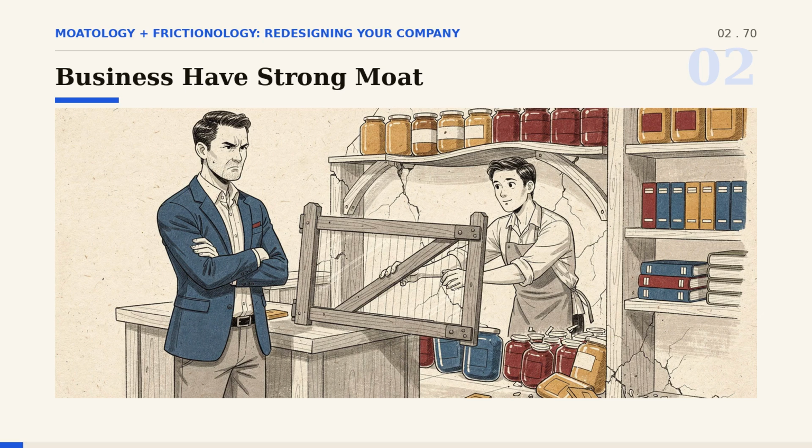A business may have a strong moat and still frustrate good customers. It may also remove so much friction that it weakens the very systems protecting quality, trust, profitability, and fit. That is why Moatology and Frictionology should not be treated as competing ideas. They are complementary diagnostic lenses. One identifies durable advantage. The other reveals the resistance surrounding that advantage.